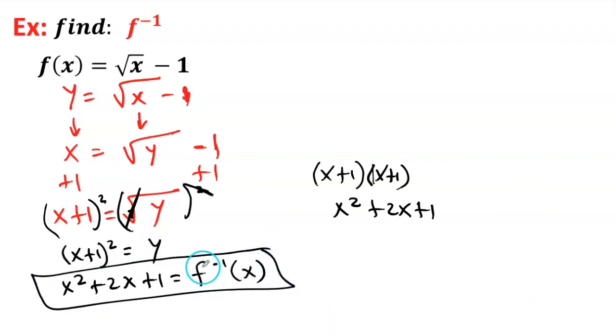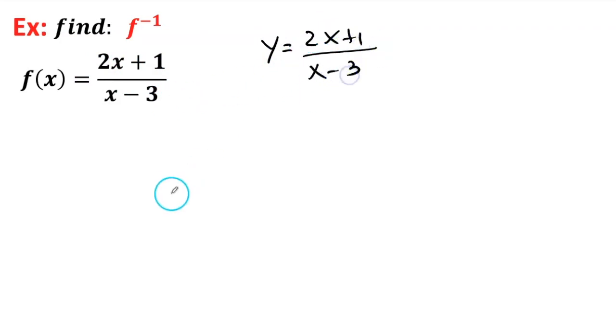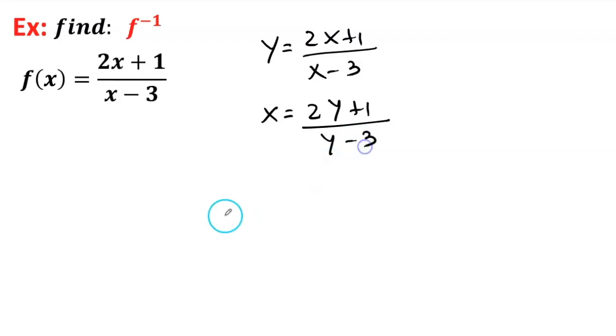Okay, let's practice another one. This is a bit more complicated. A rational function, but the steps are the same. F of x, instead of x, I write y, equals 2x plus 1 over x minus 3. Interchange. The y turns into x, and whenever I see an x it turns into y. So x equals 2y plus 1 over y minus 3.